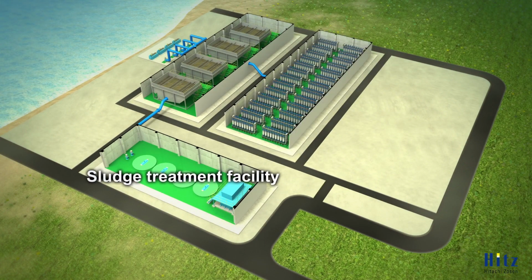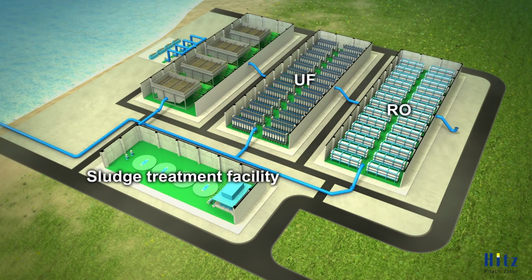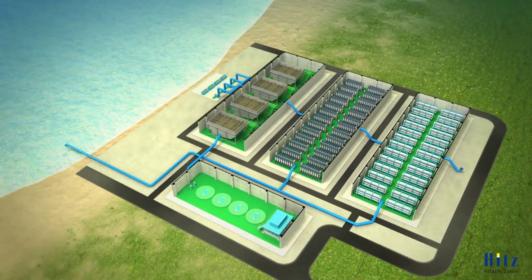The seawater clarified by the DAF is fed to an ultrafiltration treatment system and then to a reverse osmosis unit, where separation of the mineral salts from the seawater takes place.